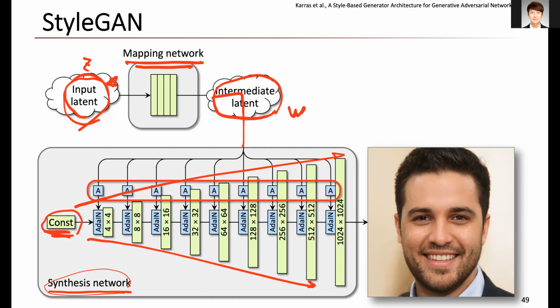One more thing is that rather than directly using the W intermediate latent vector for the whole layer, they also use an additional affine transformation A to consider different properties of each level. So this is an affine transformer. It's just like a transformation module.